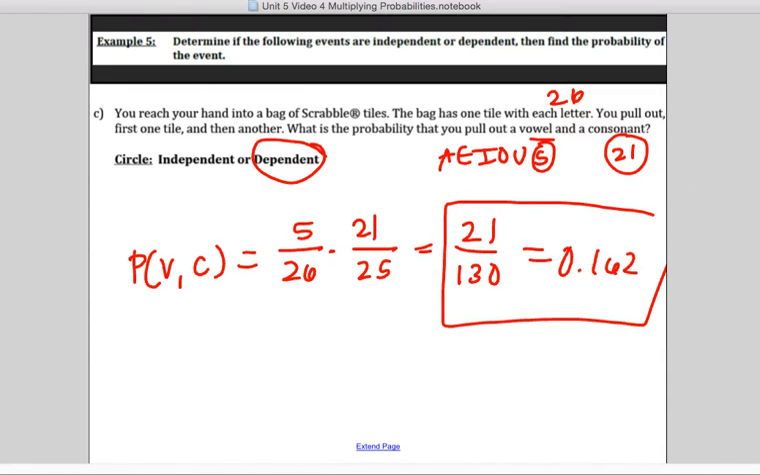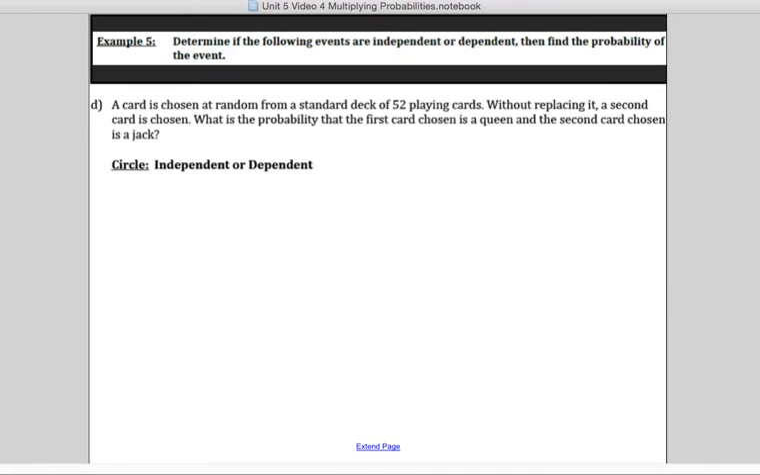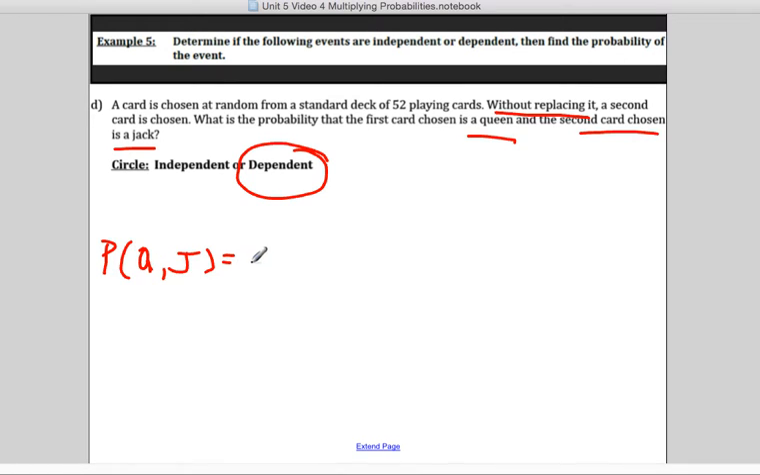Okay. Moving on to D. A card is chosen at random from a standard deck of 52 playing cards without replacing it. So we are not replacing it, so right away I know dependent. A second card is chosen. What is the probability that the first card chosen is a queen and the second card chosen is a jack? So we want the probability of being a queen, and then the probability of being a jack. How many queens are there? There's 4 out of 52. Times, now I have a card still in my hand, so there's only 51 total.